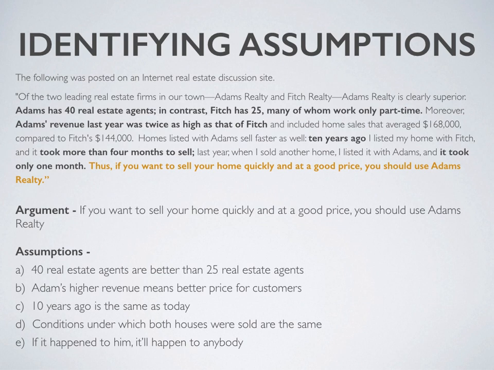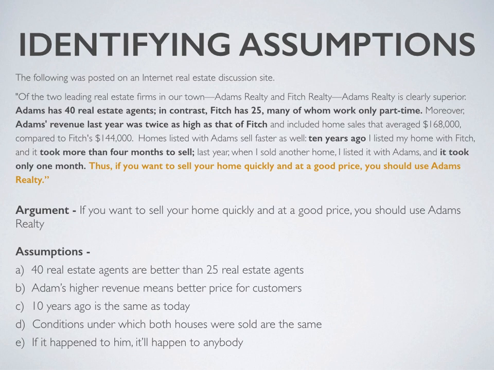real estate agents. Maybe Fitch's 25 real estate agents are supremely qualified. Maybe they're very good at their job. Maybe they get your house sold very, very quickly and at a very good price. And maybe all 40 of Adam's real estate agents are idiots who don't know their job. This is an extreme, of course, but it's possible, right? So just because Adams has more real estate agents, it does not guarantee superiority in quality. So that's point number one.